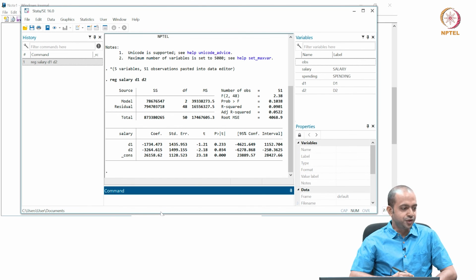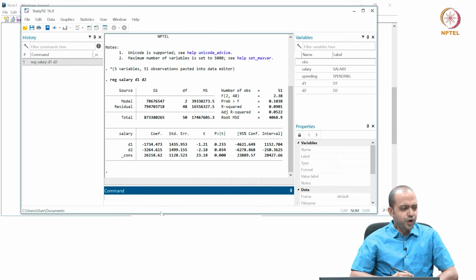What about D2? D2's corresponding T value is 2.18 and the P value is 0.034. If you multiply the P value by 100, it would become 3.4. 3.4 is greater than 1, but less than 5. So, it is significant at the 5% level. Then what would be our conclusion? The salary of primary school teachers from the Southern region is significantly lower than that of the Western region, since the coefficient is negative. Okay. So, that is how you have to compare.